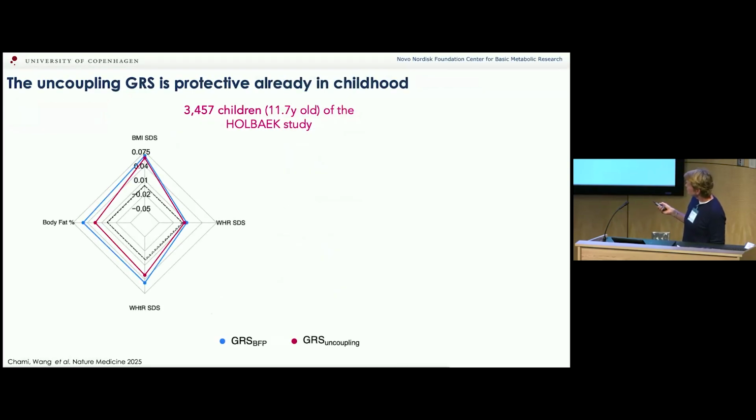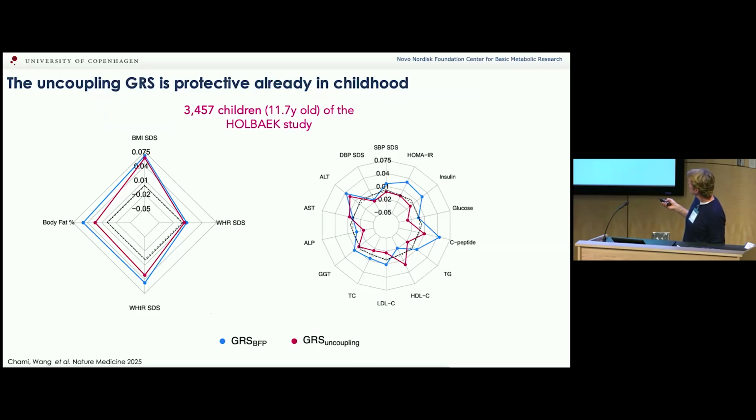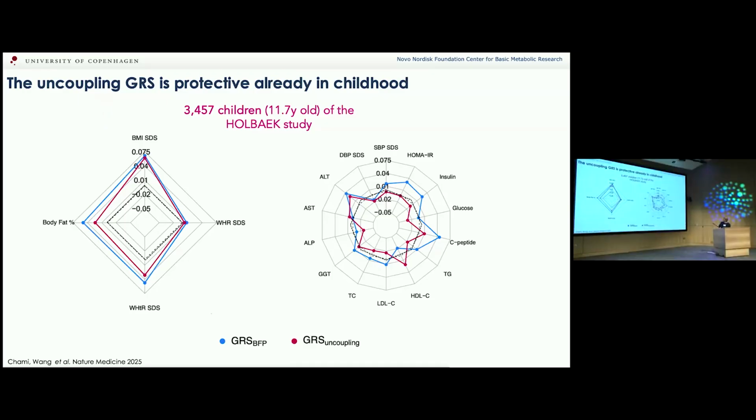We also confirmed these results in children, focusing on the cardiometabolic risk factors. Children with a healthy score, at around the age of 11 and 12, already at that age have a protective profile compared to children with a high score on the unhealthy score.